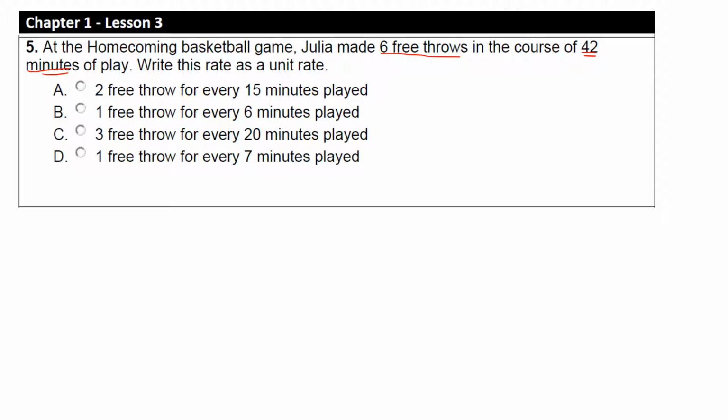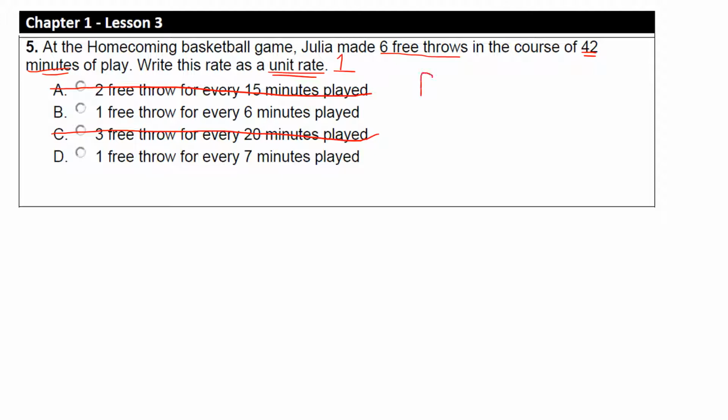Now, I have to tell you that right away, a unit rate means per 1 unit. So already, answer choice A is out, and answer choice C is out, because it's comparing 2 to 15 and 3 to 20. Okay, unit rate is per 1 unit. So here's 1 free throw for every 6 minutes, 1 free throw for every 7 minutes.